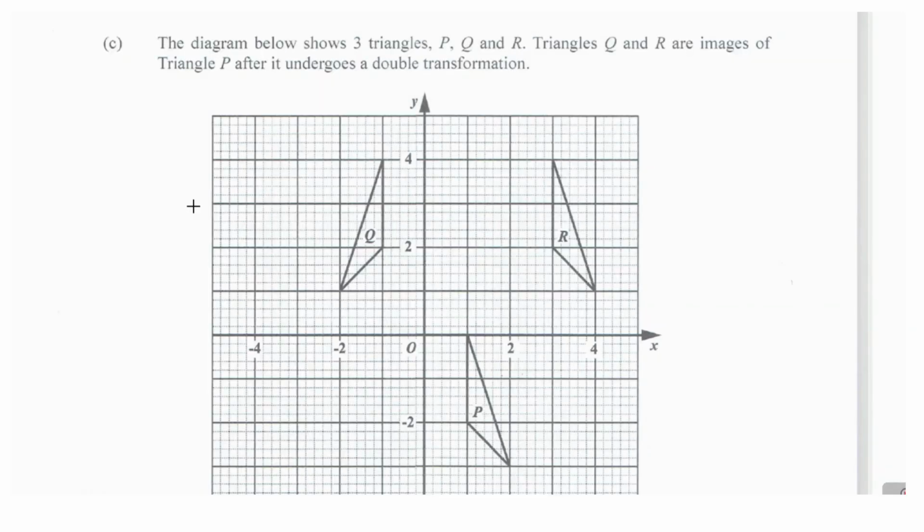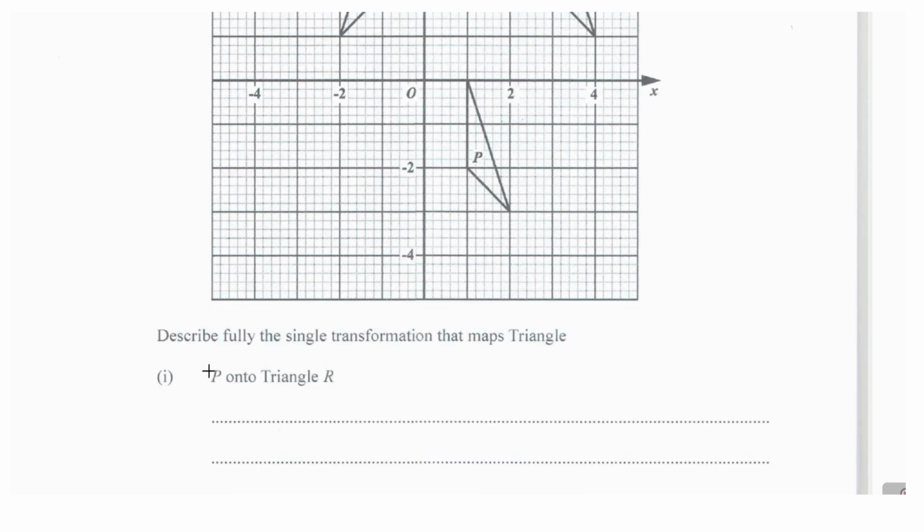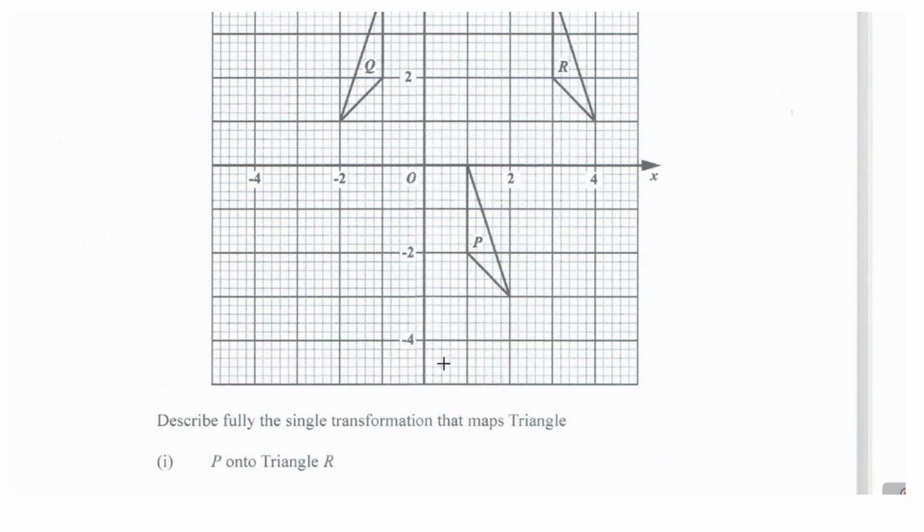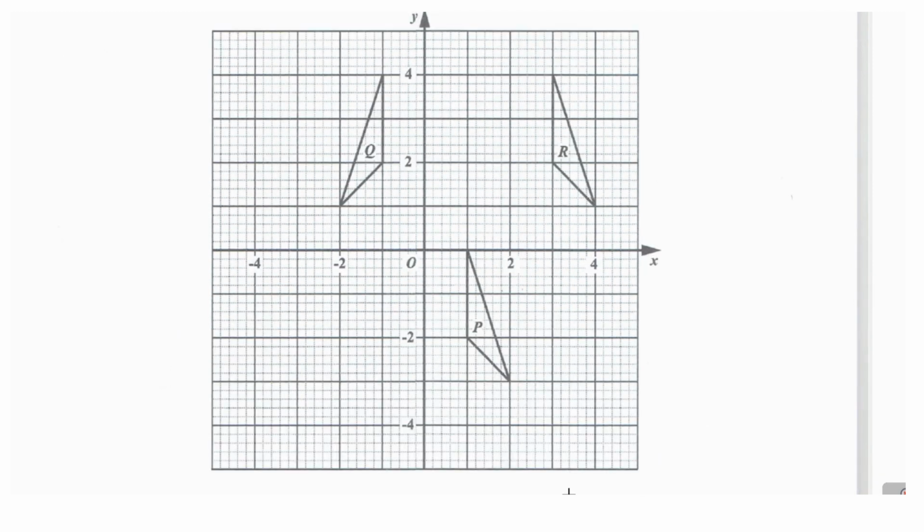The diagram below shows three triangles P, Q, and R. Triangle Q and R are images of triangle P after it undergoes a double transformation. So let's see what they want us to find. So describe fully the single transformation that maps triangle P onto triangle R. So we can see that this is a translation by vector. Let's see the vector here.